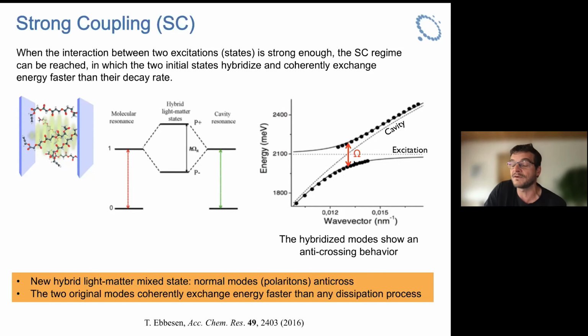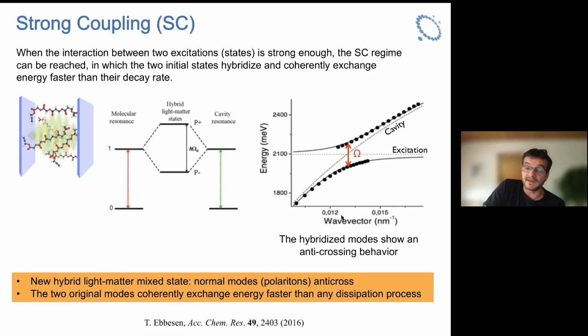I don't want to talk about Rabi splitting here, because what I will talk about is classical strong coupling, which has nothing to do with quantum effects. I want to point this out because it often leads to confusion. So this is normal mode splitting here, with the energy that we denote by omega.